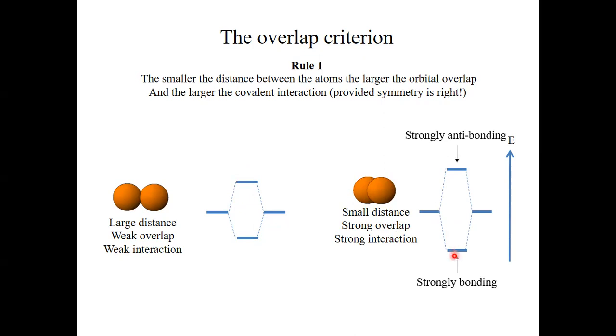For that reason, this molecular orbital here is strongly bonding, and this one here is strongly antibonding. While in this case, this orbital here will only be weakly bonding, and this one will be weakly antibonding. As I said before, here we will have a large delta E. Here we will have a small delta E.